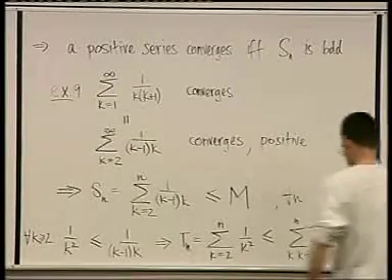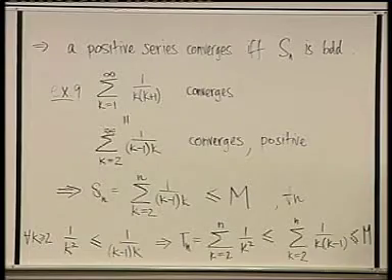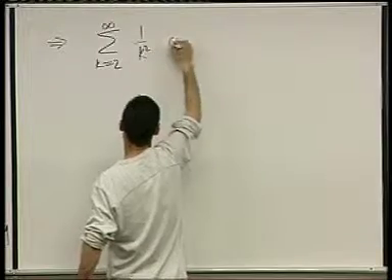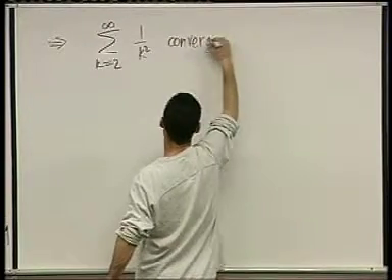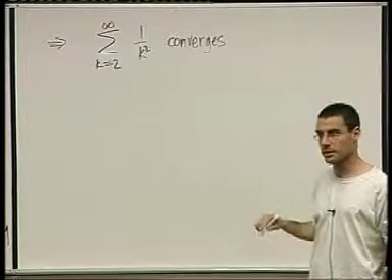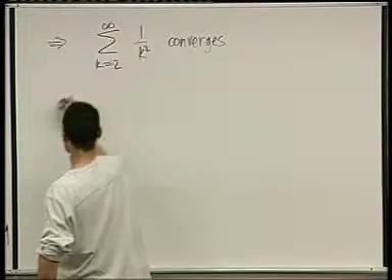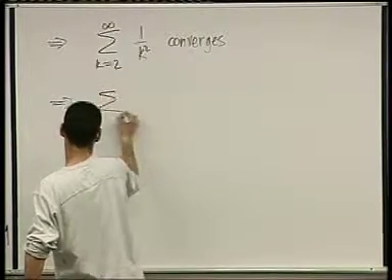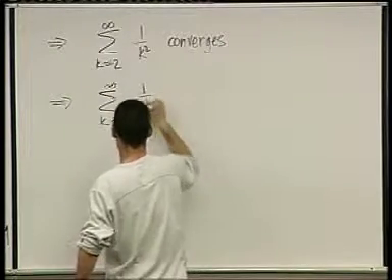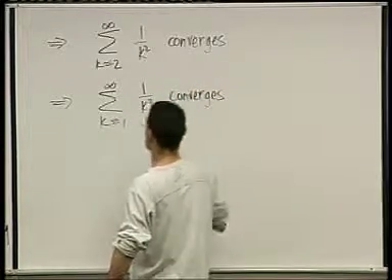So, conclusion, let's move on to the next board. The sum k equals 2 to infinity of 1 over k squared converges, because its sequence of partial sums is bounded, and it's positive. And if it converges when k goes from 2 to infinity, then of course if you throw in one extra additive factor at the beginning, it would still converge. And that's what I wanted to prove. This was example 9.